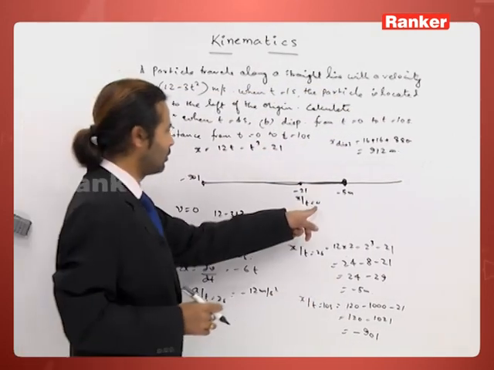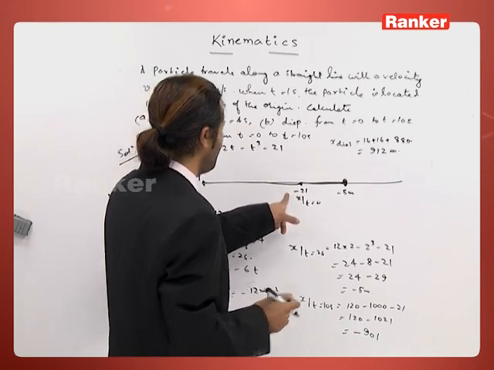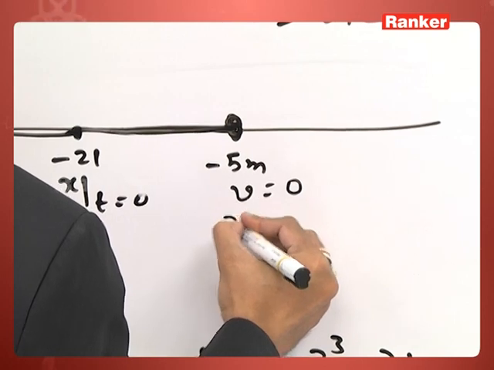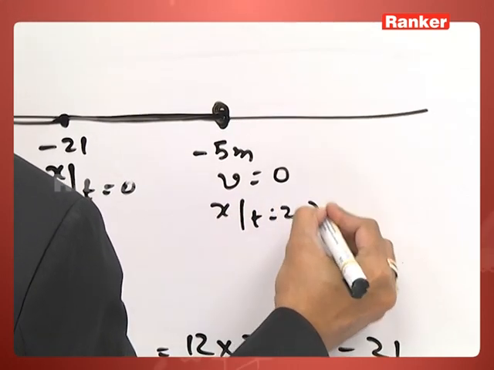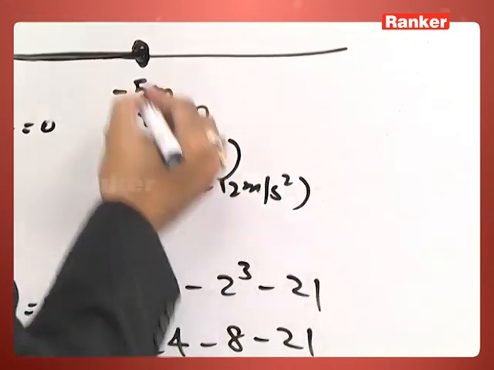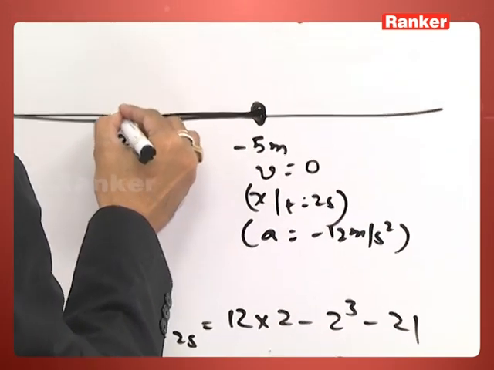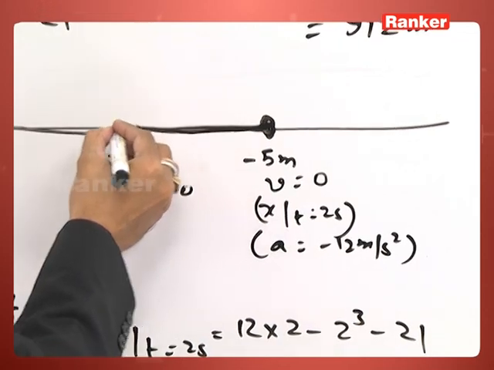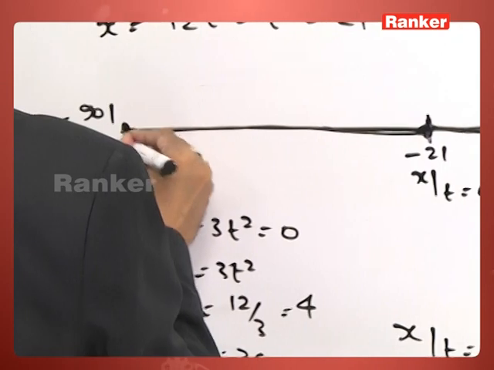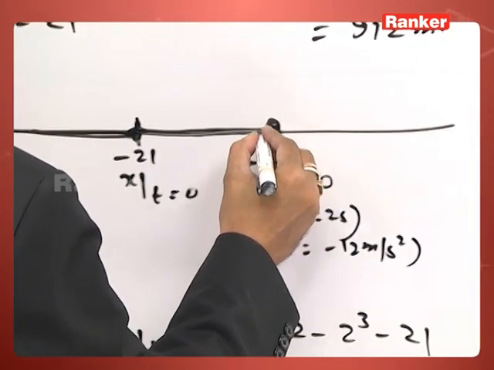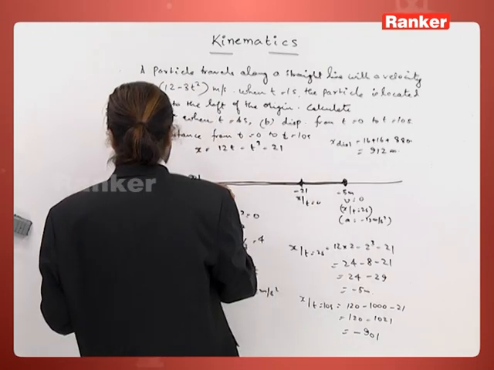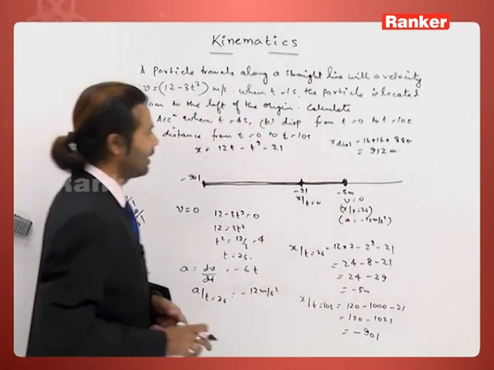So at t is equal to 0, it is minus 21. Here the velocity becomes 0 at t is equal to 2 seconds. Acceleration is minus 12, so it will again try to pull this way, and at t is equal to 10 seconds it is moving. Always I will take the position from here. It is moving till minus 901. So the total distance is 16, 16, 32, plus this distance 880. So the total distance is 912 meters.